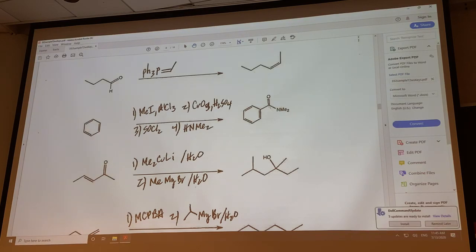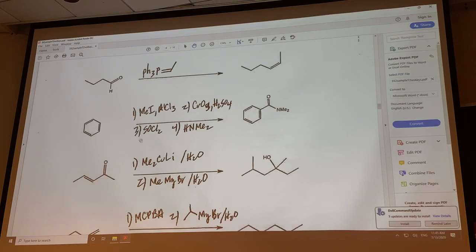So we need to put a carbon on there. We start out by doing Friedel-Crafts methylation. Then we do the oxidation with chromic acid. That forms benzoic acid. Remember that cleavage reaction from the previous section. That's chapter 18, I think.